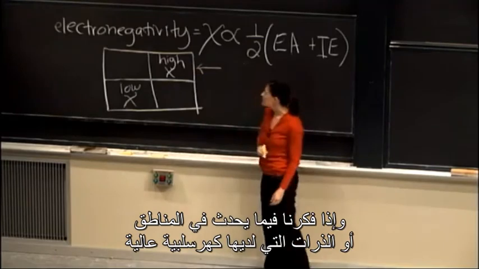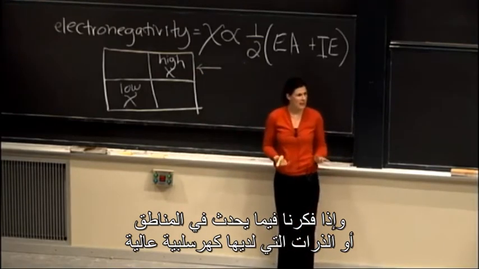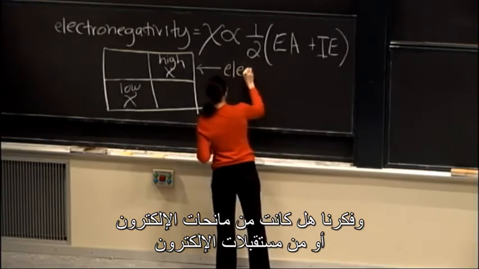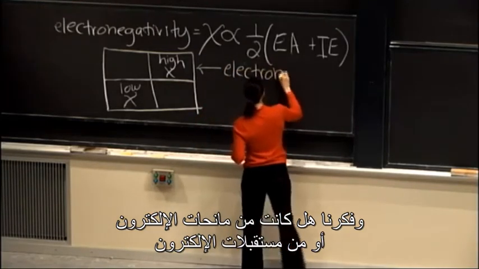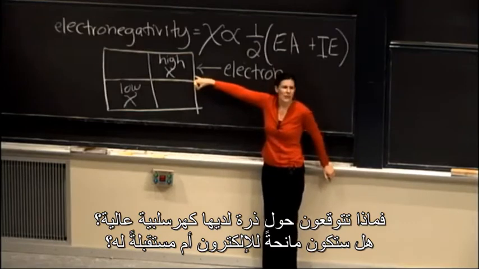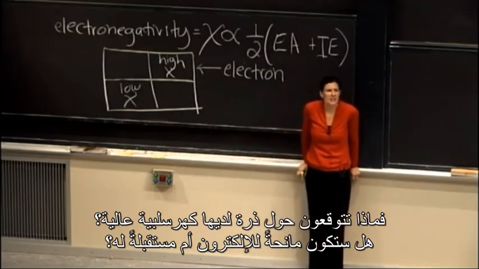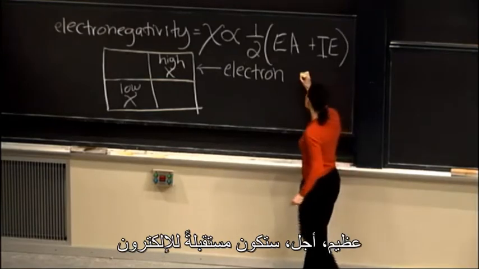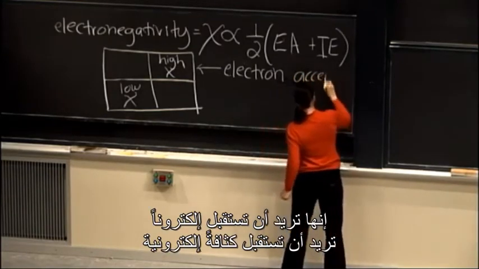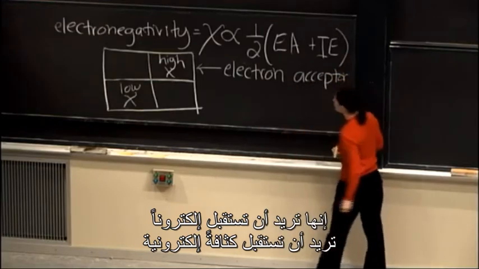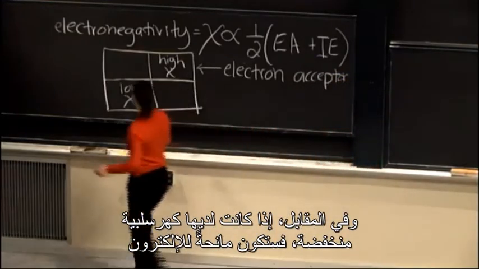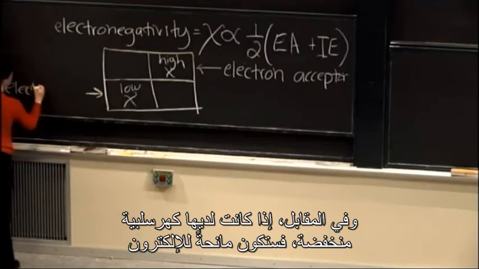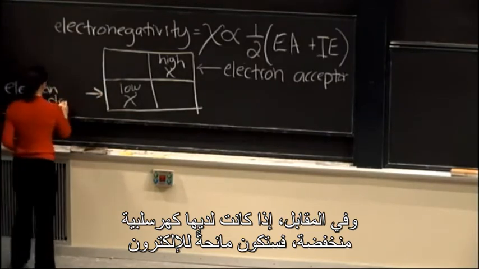And if we talk about what's going on with atoms that have high electronegativity, and we think about whether they're electron donors or electron acceptors, what would you expect for an atom that has high electronegativity? Is it going to be an electron donor or acceptor? Great, yep, it's going to be an electron acceptor. It wants to accept electrons, it wants to accept electron density. So in contrast, if it has a low electronegativity, this then is going to be an electron donor.